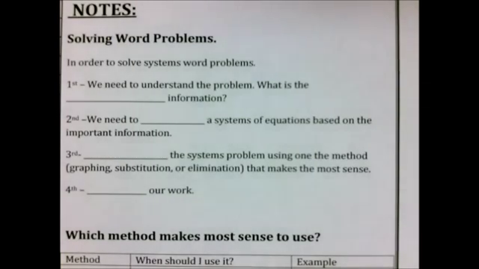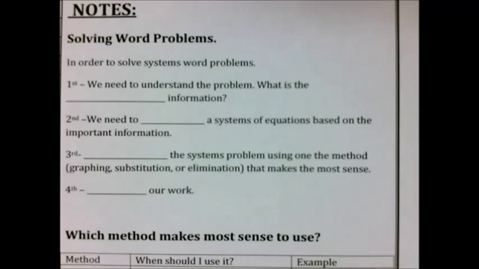When you're faced with word problems, there are certain steps that are a good idea to follow. The first thing you're going to want to do is understand the problem and list out the important information. What is the vital information that you need to know? After you list out the important information, you need to write a system of equations based off of that important information.